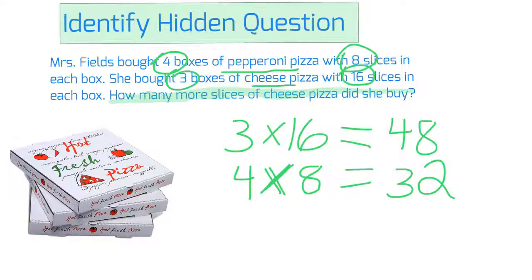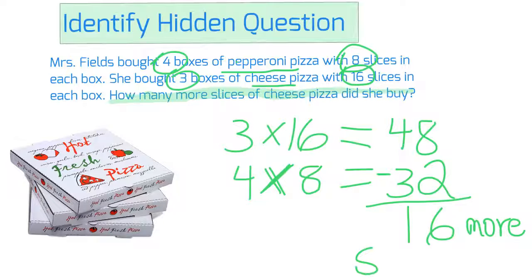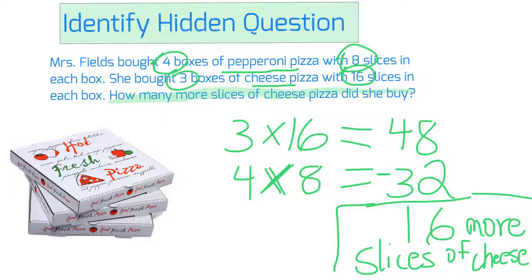So do we have the answer to the question now? It can't be 48 and 32. We need to subtract 32 from 48 in order to figure out how many more slices of cheese she bought. So I know 8 minus 2 is 6, and 4 minus 3 is 1. So it looks like she bought 16 more slices of cheese pizza. Okay, so that would be our answer.